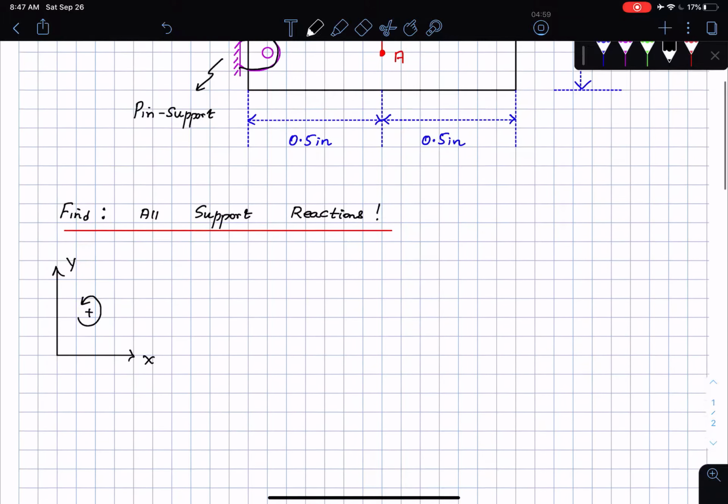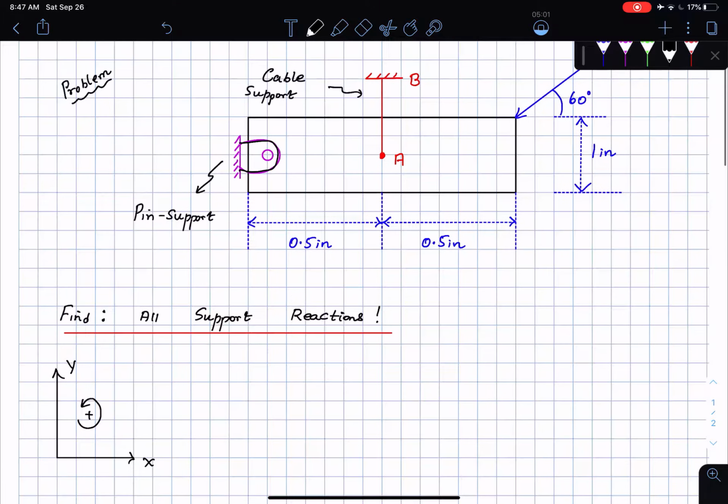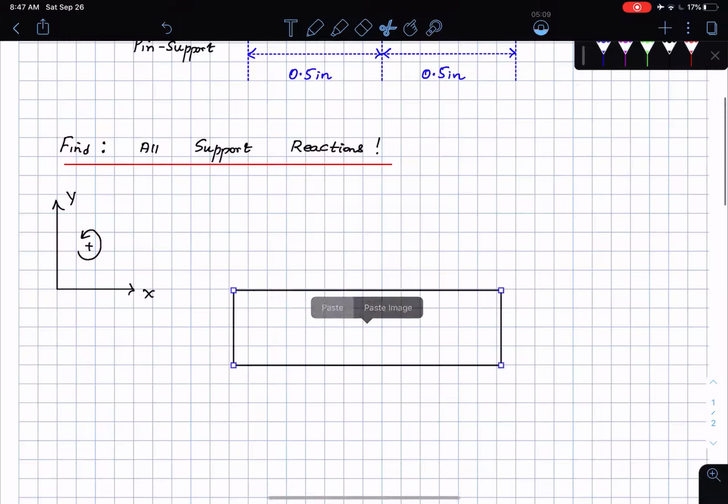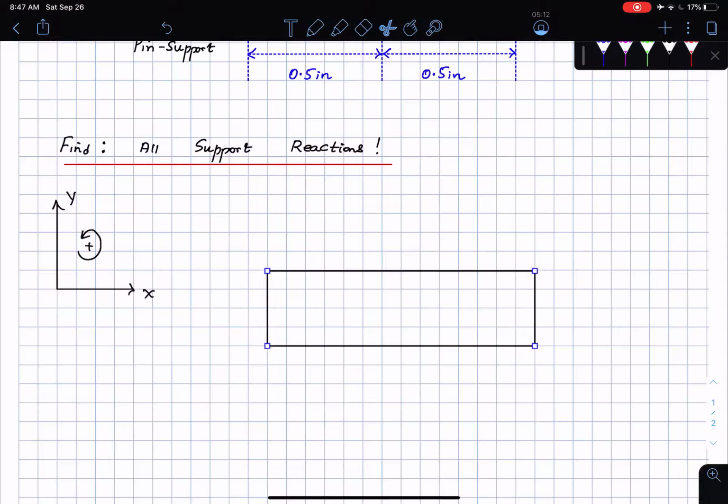Then I draw a free body diagram of this structure. Okay, how do I do this? By taking this beam here, I'm just going to copy that and plop it down here. You see, when I'm drawing the free body diagram, I'm not drawing the pin, I'm not drawing the cable. I'm drawing only this box, and then on that I'm going to mark the effect of the cable and the effect of the pin and the other forces acting on it.